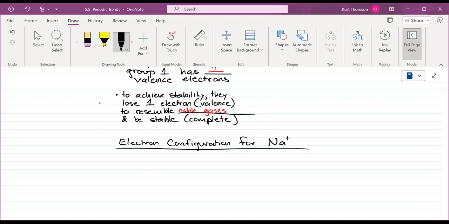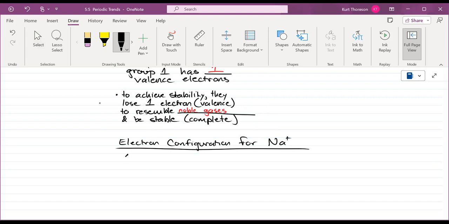You got it? James, you got it? What'd you do right? You didn't, did you? You did the orbital diagram? You did the boxes with the arrows. Can you tell me what the electron configuration would be?